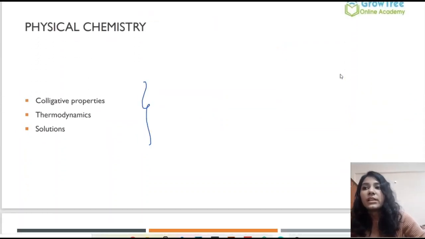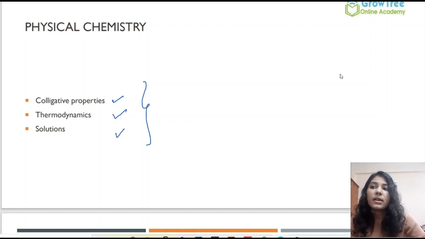Then there is physical chemistry. You only need to go through these topics once. The first one is colligative properties, second one is thermodynamics, and the third one is solutions. So you will find in various previous year question papers that one question is asked from thermodynamics, and every year a question is asked from colligative properties.